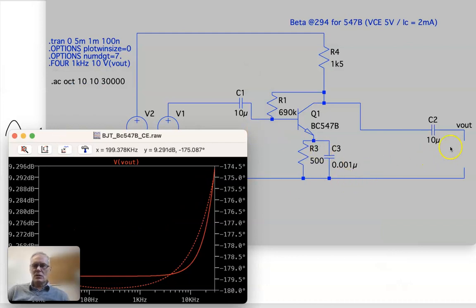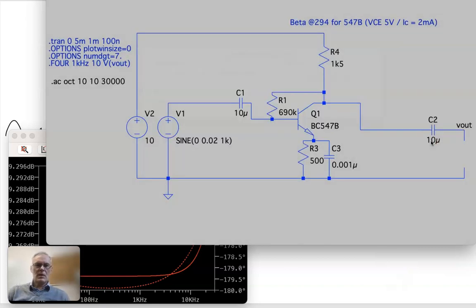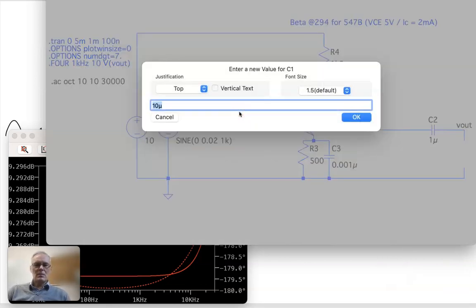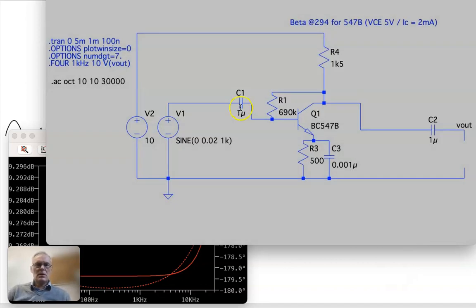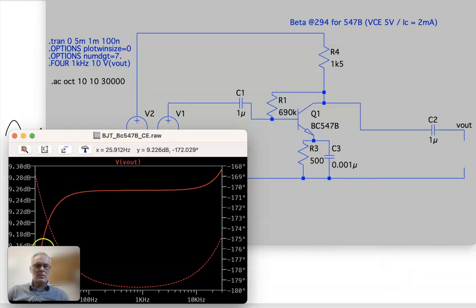And of course, you could make these bigger or smaller. It really depends on the load that you're going to attach. We can make this one bigger or smaller. You can see that this is going to have a primary effect on this high pass filter going into the circuit.